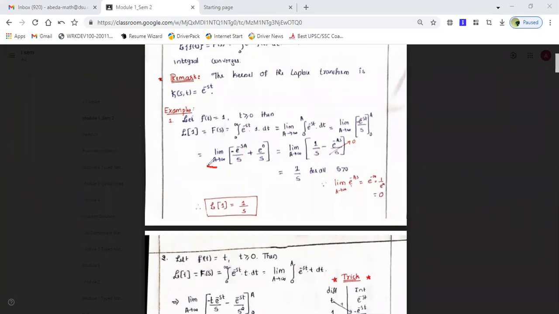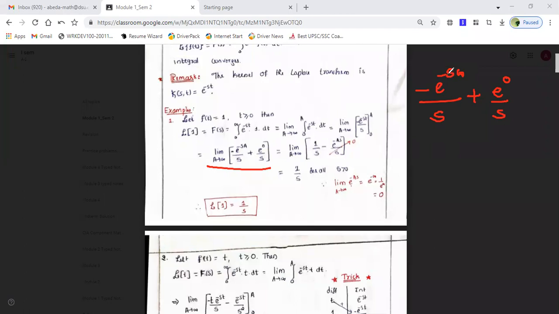See, whenever you're applying the limits here, wherever a is there, you have to apply the limit. Now see, e to the power minus s infinity, because wherever a is there, you have to apply it. So it is the first term, only one term is there, right? Then next is 0, already one minus sign is there, minus of minus will become plus, therefore it is e to the power 0 upon s.